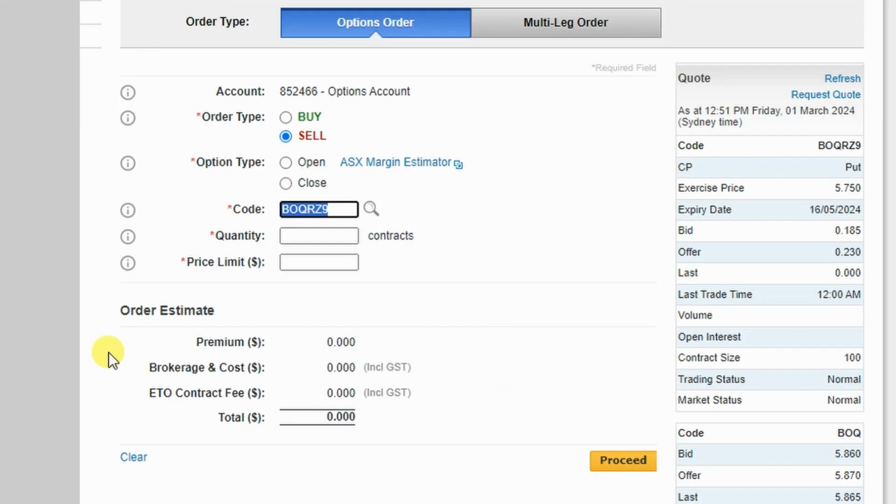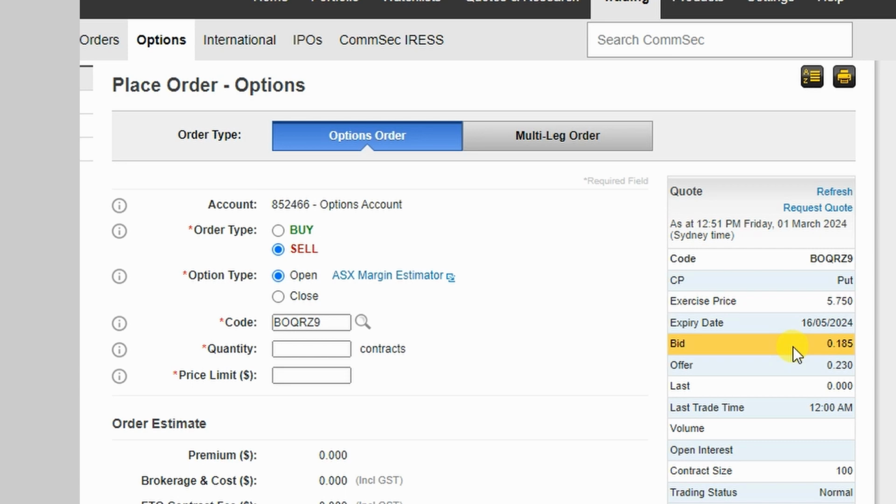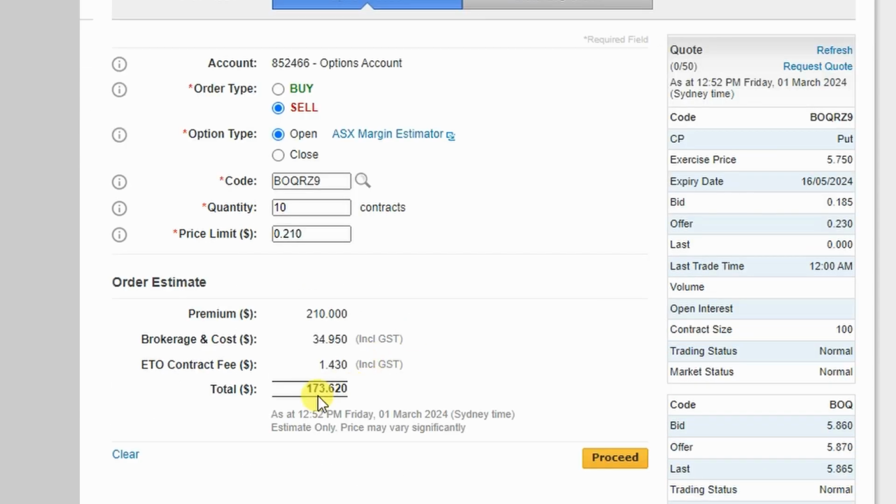So let's sell to open. What's the bid? 18.5, 23. Let's go somewhere in the middle at about 21 cents. This is 100 contracts at 575, 10 contracts or so, $173. What is that going to give me?